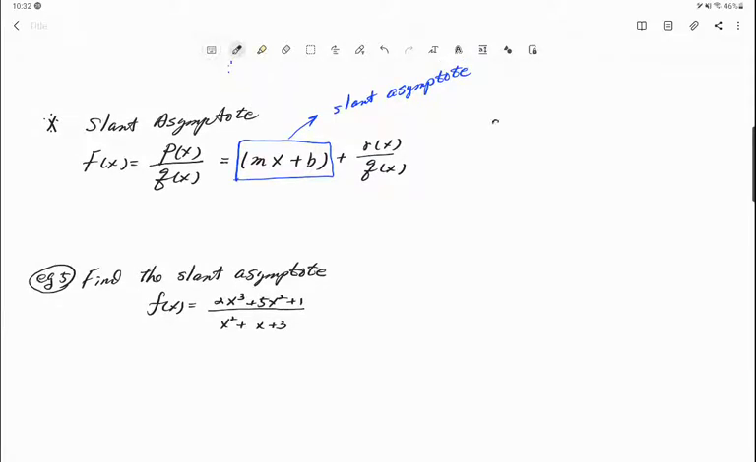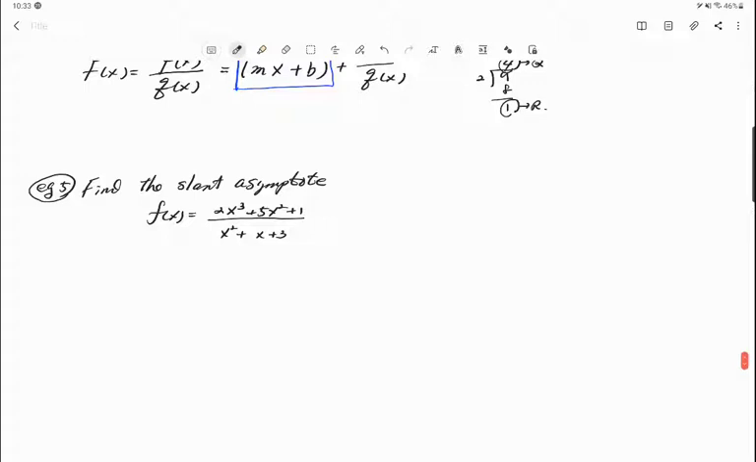So something like this. When we divide 9 by 2, then this will be 4 with remainder 1. This is the quotient, so we can rewrite it like this: 4 plus 1 over 2. This is the remainder, and this is the quotient. So we can write the rational expression by dividing the numerator by the denominator. Then the quotient part will be the slant asymptote. All right, so look at this.